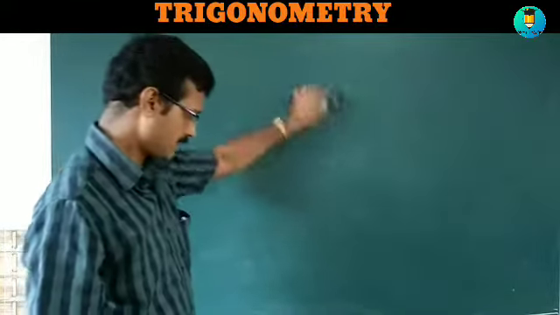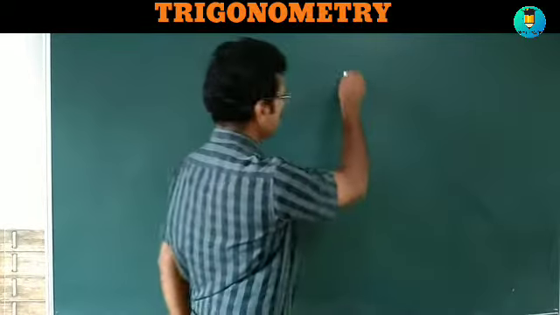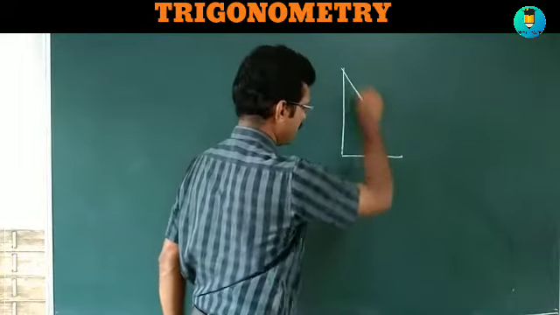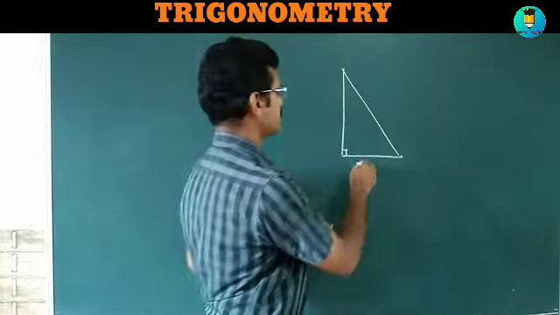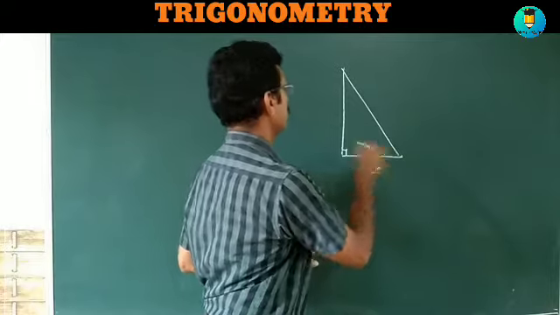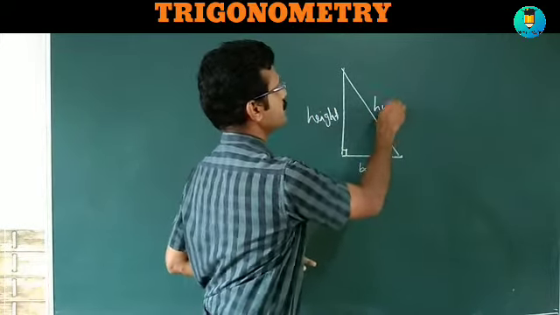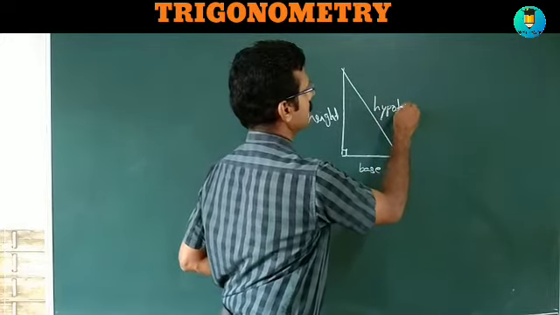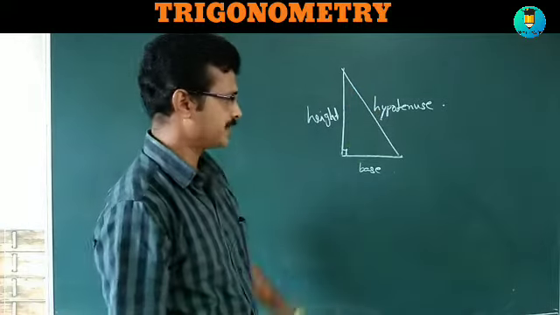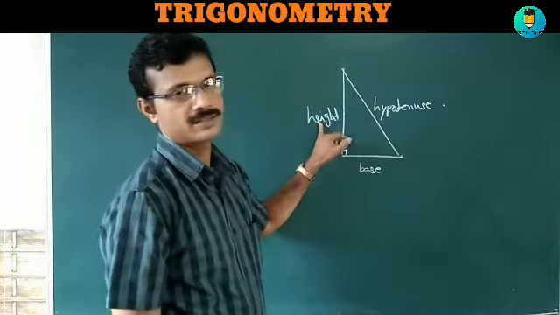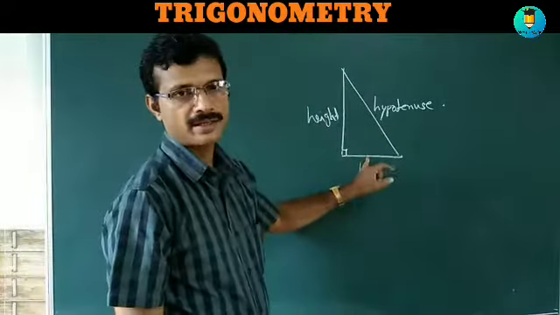Now another convention we use in trigonometry: usually if you draw a right angle triangle, we say this is base, this is height, and this is hypotenuse. We know hypotenuse is always opposite to 90 degree, and this is base and this is height. This is the usual convention we use in a right angle triangle.